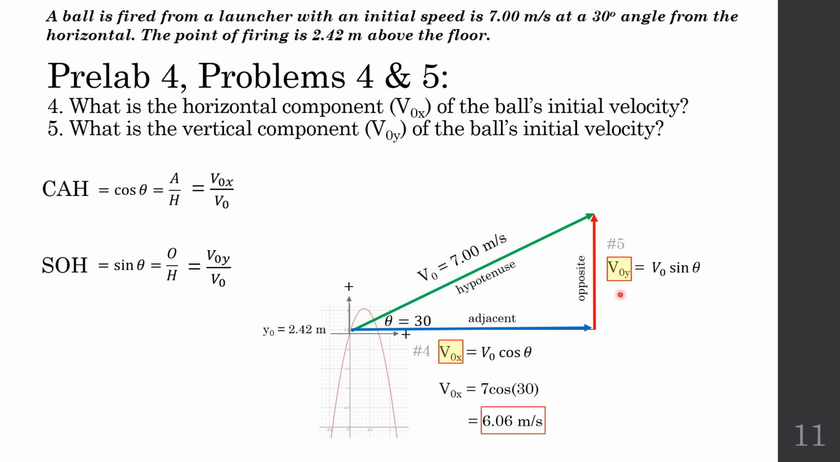Then we come over here to VOY, and we have VOY is equal to 7 sine of 30 degrees. So we multiply that out, and we get that VOY is equal to 3.5 meters per second. And that is our final answer.